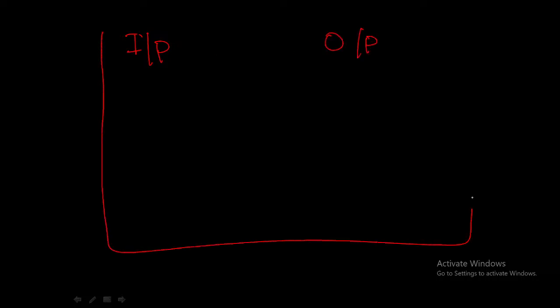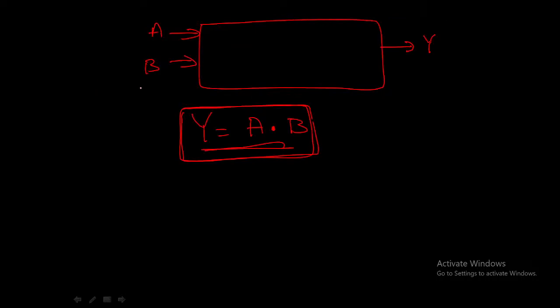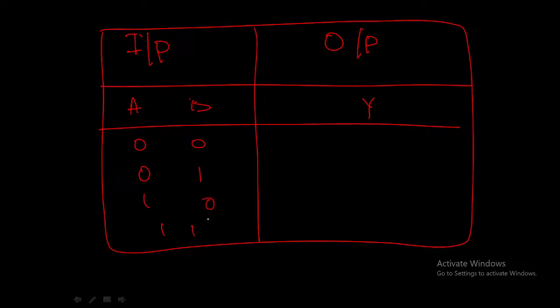So how do we write the truth table for this Boolean expression? We will write the input first, followed by the output. What are the inputs? We have A and B. And what is the output? We have Y. So what are all the possible combinations of A and B? 0 0, 0 1, 1 0, 1 1.